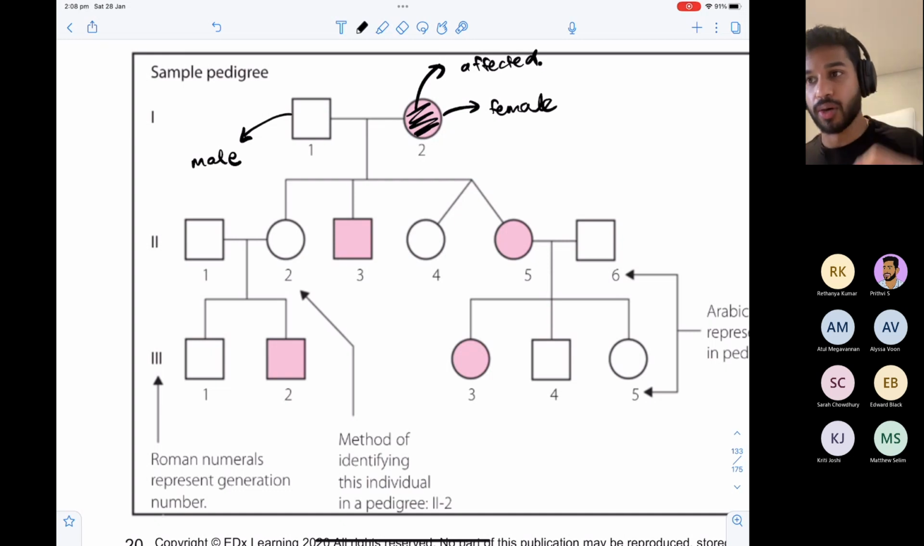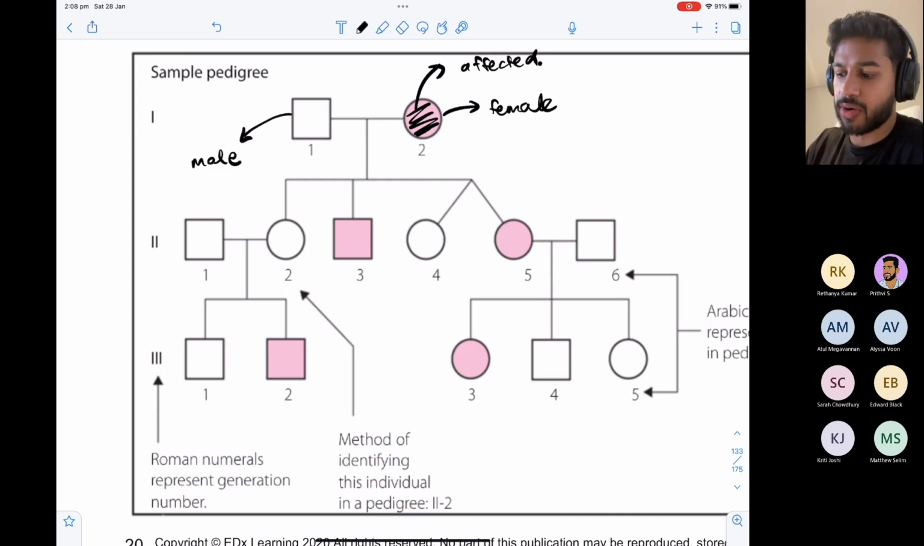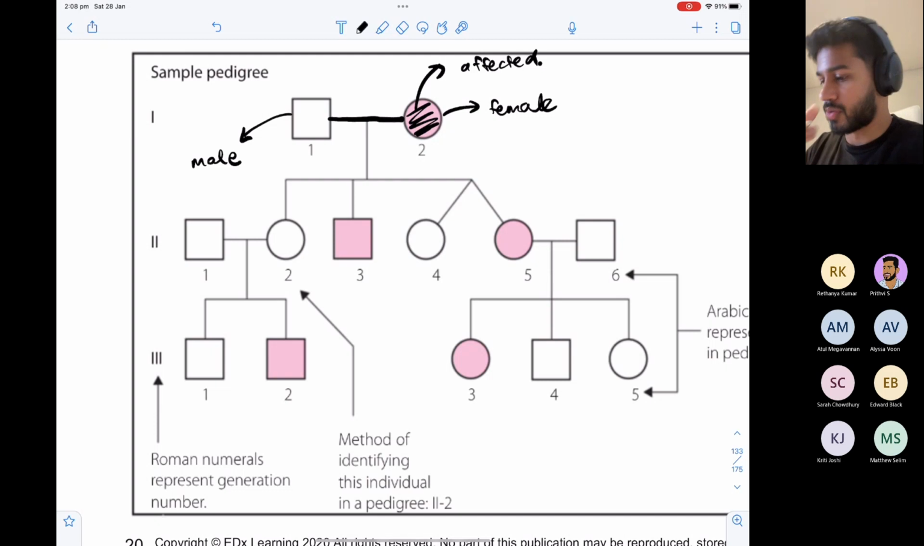So remember, the goal of a pedigree is you're doing a huge family tree to find out what the pattern of inheritance is. Is it dominant? Is it recessive? Is it autosomal? Is it sex-linked? Okay, good. So now we understand the shapes and the shading. The next thing is the lines connecting the individuals. So Matthew, what does this horizontal line between individuals represent?